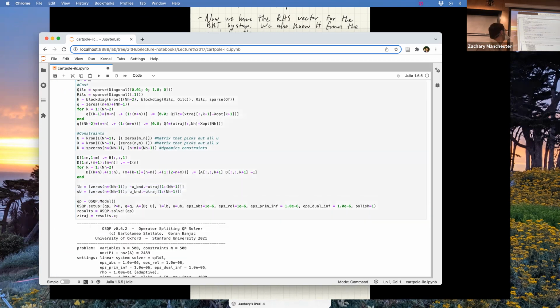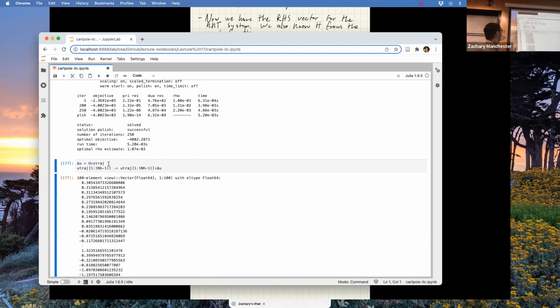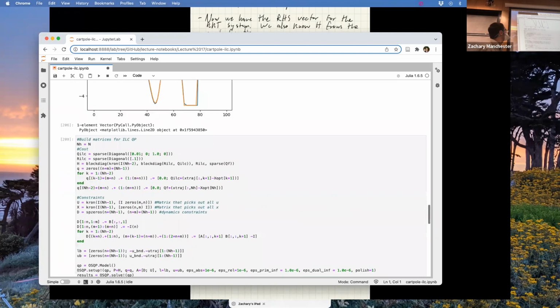I'm going to go ahead and solve this with OSQP. I'm going to pull out the delta U, and I'm going to update the trajectory in the standard way with the delta U. Cool. So that's one round of ILC.